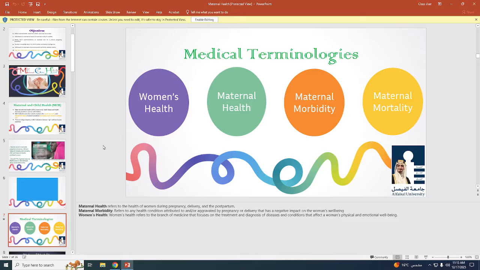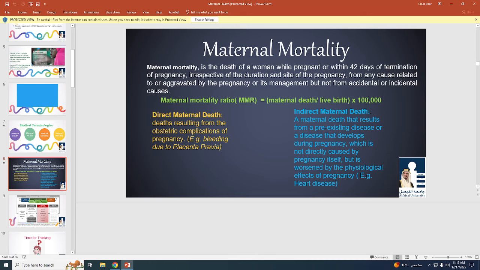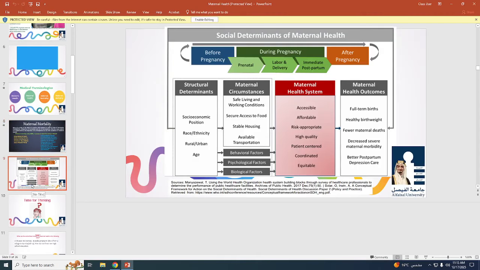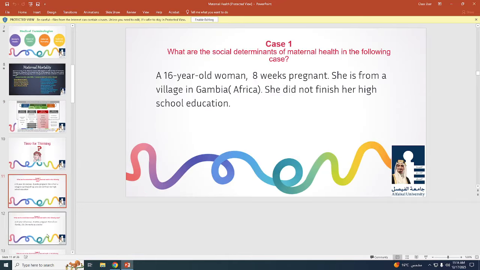And then medical terminologies: what is women's health, maternal health, and so on. Maternal mortality, direct, indirect, the formulas, no numbers. I will not bring any calculations, just the formula itself. Okay, this is extremely important. Social determinants of maternal health is very important. Exactly those questions, I'm going to bring those scenarios too, and you just need to choose the things that will affect the woman negatively.